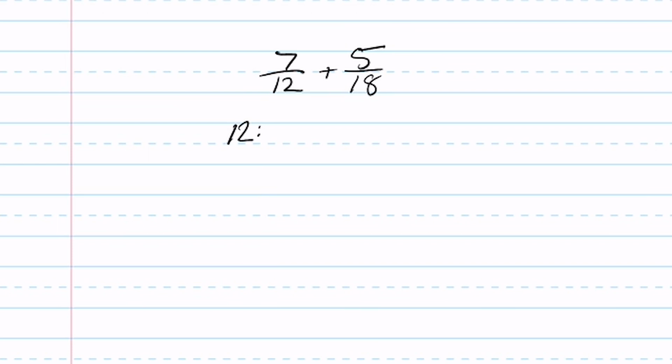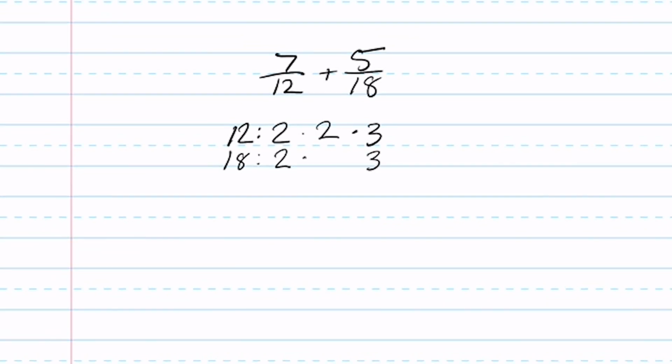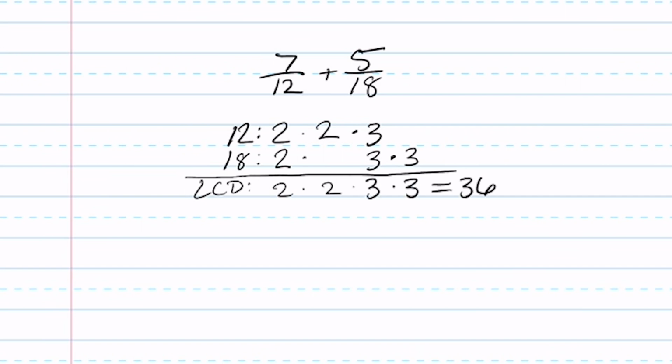So again, we'll start by taking the denominator of our first fraction and listing out the prime factors. And so 2 times 2 times 3 equals 12. And then for our second fraction, we have 18, 2 times 3 times 3. And so for our least common denominator, we have 2 times 2 times 3 times 3, which gives us a result of 36.